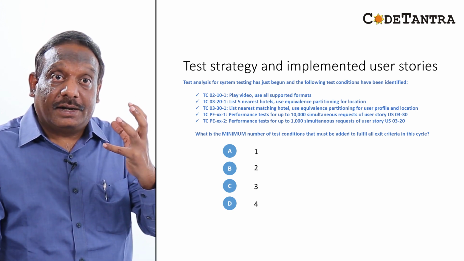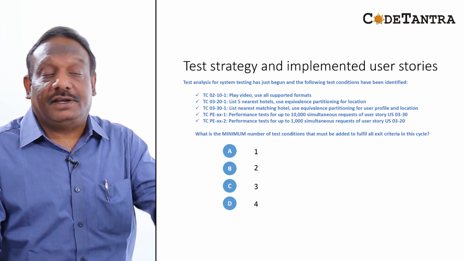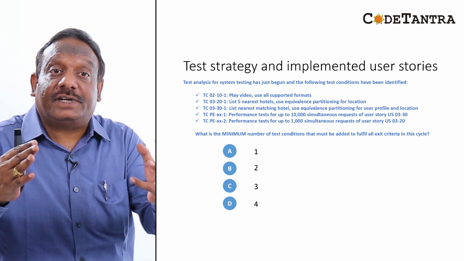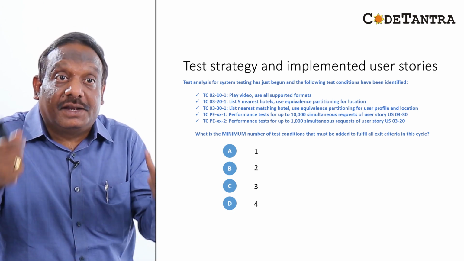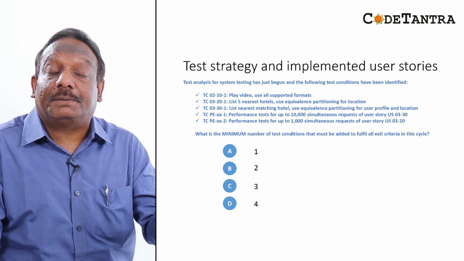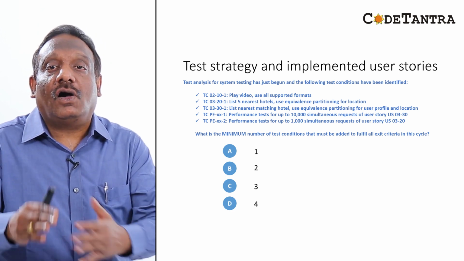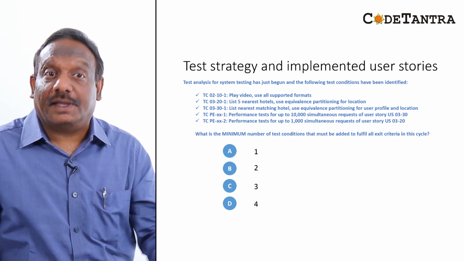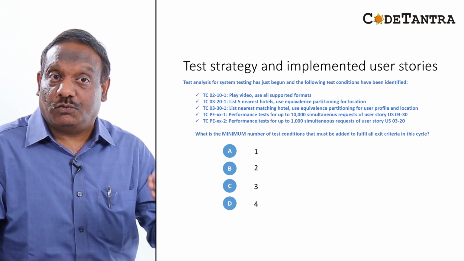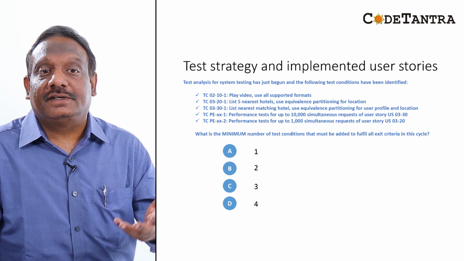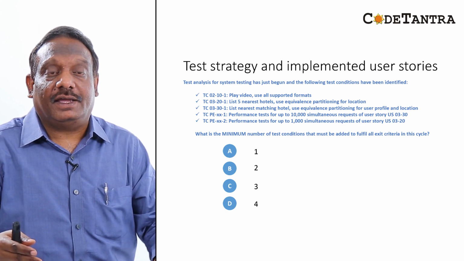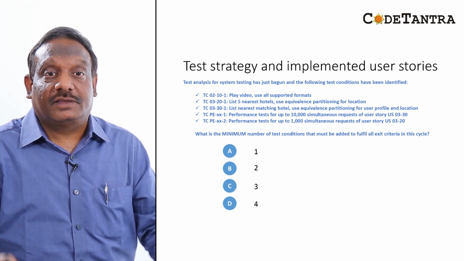Now you have to look at what your acceptance criteria are, what user stories are there with what priority, and what kind of test strategy you have agreed to accept. Based on that, what is the minimum number of test conditions that must be added to fulfill all exit criteria in this cycle? Some things are missing. So how many are missing? That is what you have to talk about. Is it 1, is it 2, or is it 3, or is it 4? So think about it. So what do you say? Is it 1 or 2 or 3 or 4?